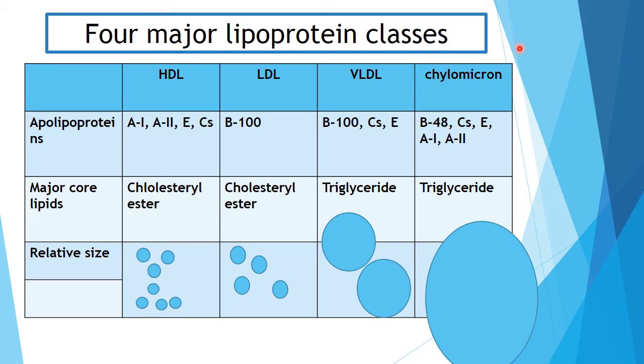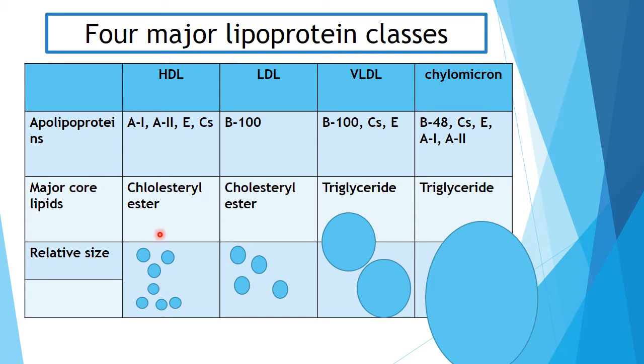Now the 4 major classes of lipoprotein are HDL, LDL, VLDL and chylomicron. We can see HDL is made up of A1, A2, E and C's. LDL is made up of B100, VLDL is made up of B100, C's and E, and chylomicron is made up of B48, C's, E and A1 and A2. Major core lipids are cholesterol ester here, also cholesterol ester here, and here it is TG and here also TG.